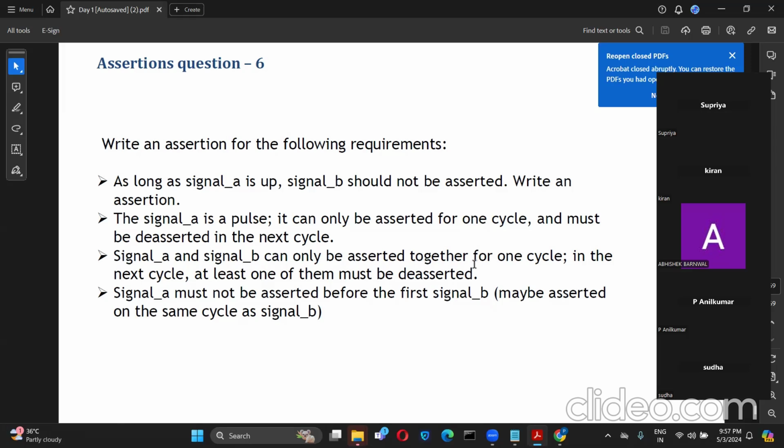this particular question. So all the solutions given by you, Sudha, Supriya, everyone, whoever has given the solution, that will work. And this is also one of the solutions. You guys can add to it, okay? And then the last thing is signal A must not be asserted before the first signal B may be asserted on the same cycle as signal B. It is telling that signal A should not be asserted until signal B is asserted. So signal B only first it should be asserted. When signal B is asserted, in the same clock cycle signal A can be asserted, but not before that. Then how will you write?